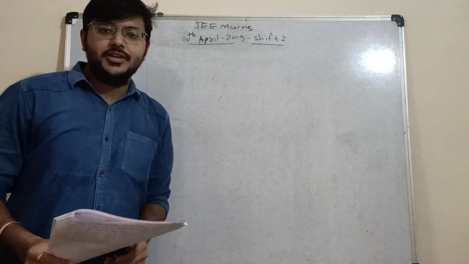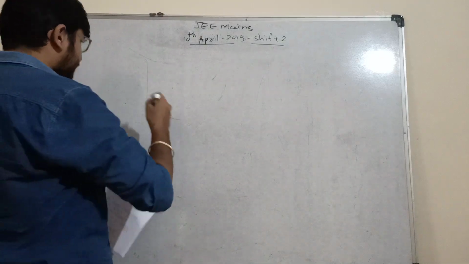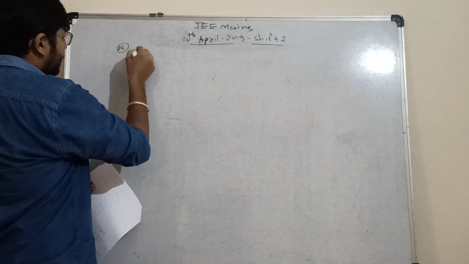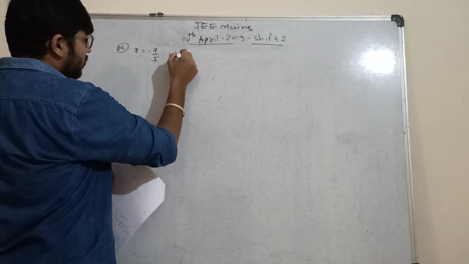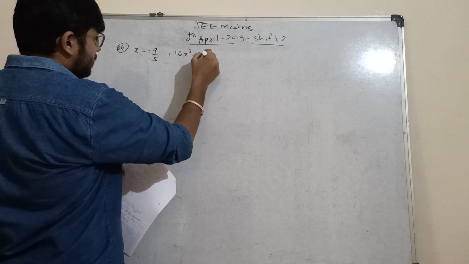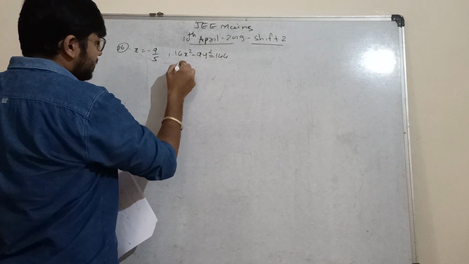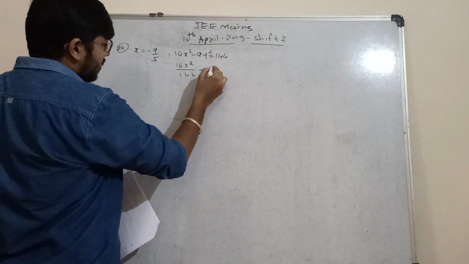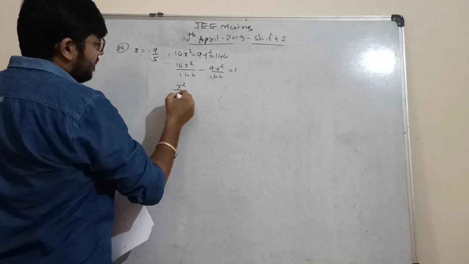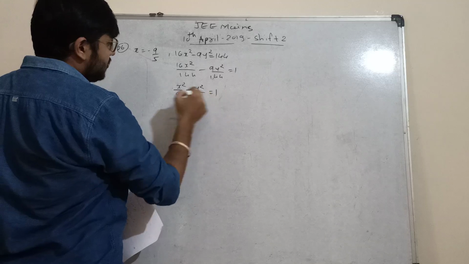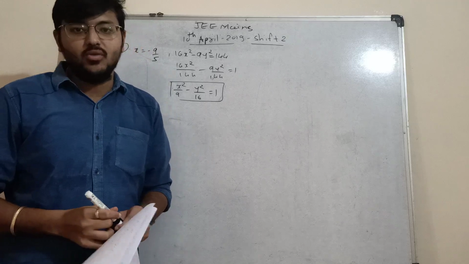Okay, so let's continue with the next question, in which we are given a directrix x equals minus 9 by 5 with the given hyperbola 16x square minus 9y square equals 144. Further, we can convert this as 16x square by 144 minus 9y square by 144 equals 1. So it's x square by 9 minus y square by 16 equals 1. So we have to find out the corresponding focus of this hyperbola.